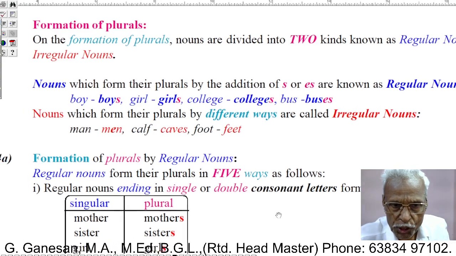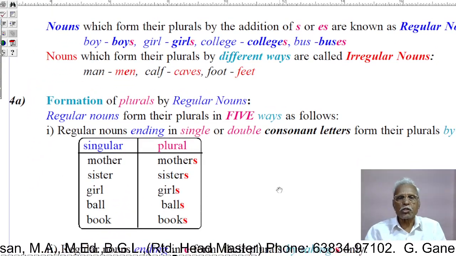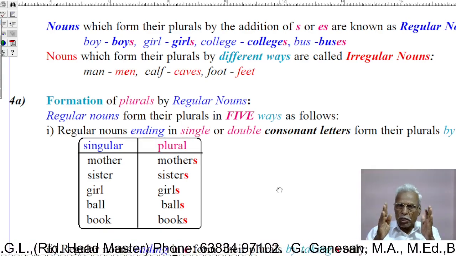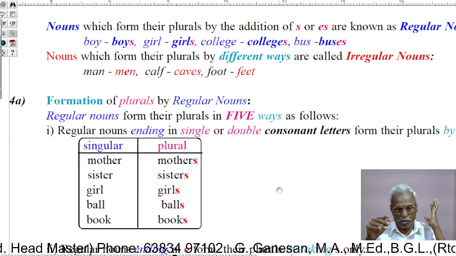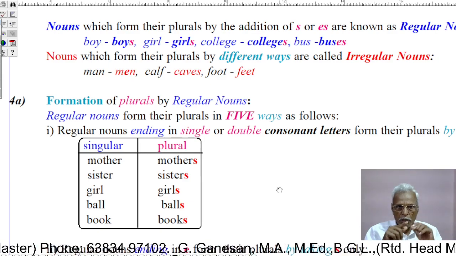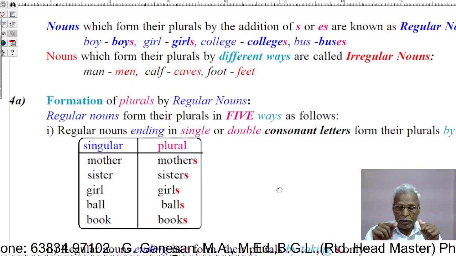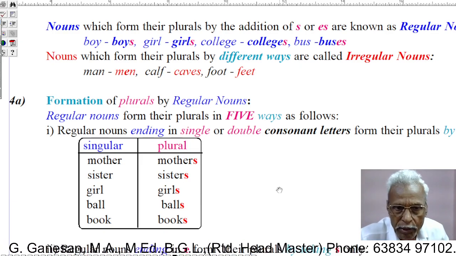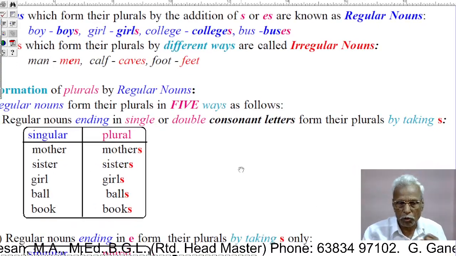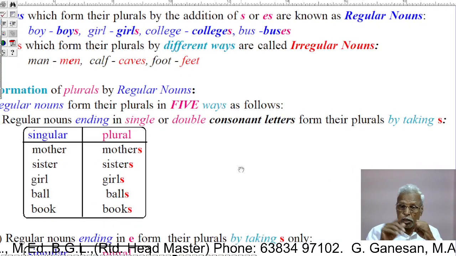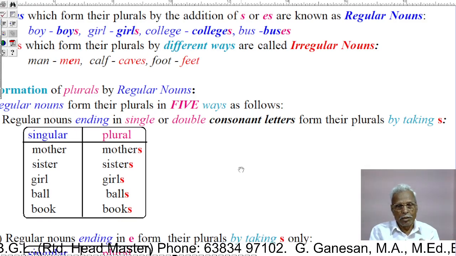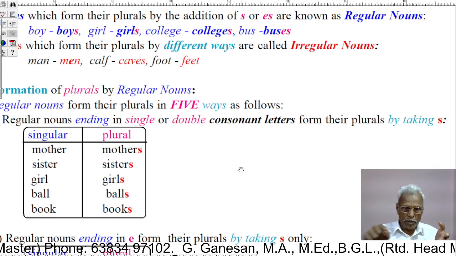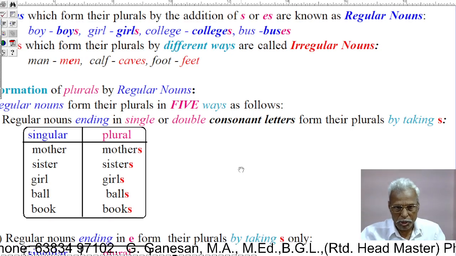Fourth, formation of plurals. First, formation of plurals by regular nouns. We are going to see how regular nouns form their plurals. Regular nouns form their plurals in 5 ways. Let us see what they are. Rule 1. Regular nouns ending in single or double consonants take s to form their plurals. Example: mother, mothers; sister, sisters; girl, girls; ball, balls; book, books.